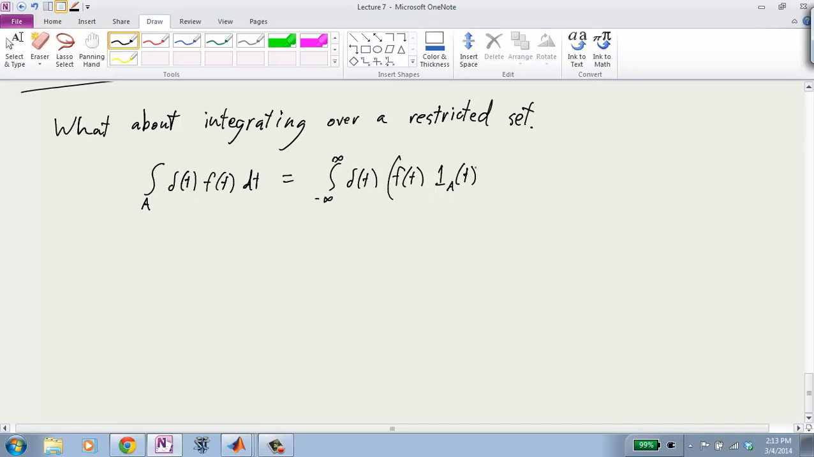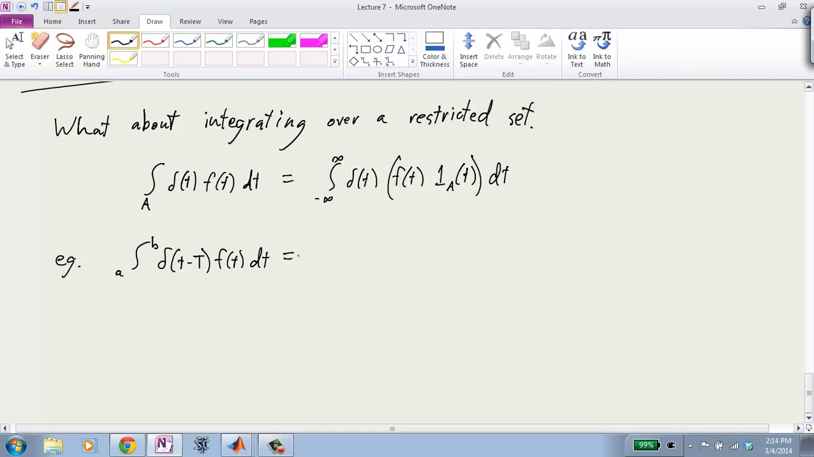And so that's one way of converting an integral that has limits of integration to something that doesn't. And then we could apply our formula. So what would that mean? Let's say we're integrating from a to b of a shifted delta, delta of t minus cap T, times f of t, dt.